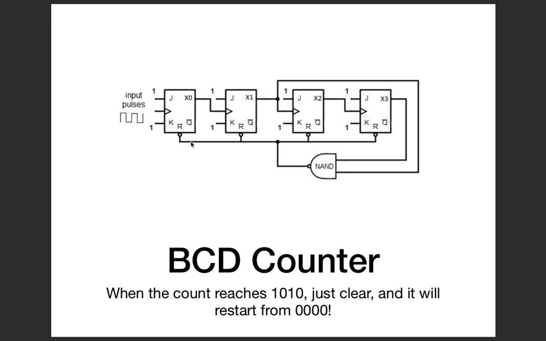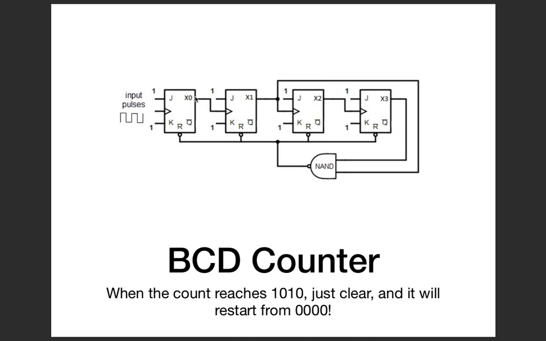So this 0 is going to come to all the clear pins of the JK flip-flops. And one more thing which you see here is there is a circle here. That means that input is activated whenever the signal becomes 0. So whenever the NAND gate output becomes 0, it is going to clear all the flip-flops. So what happens in this?